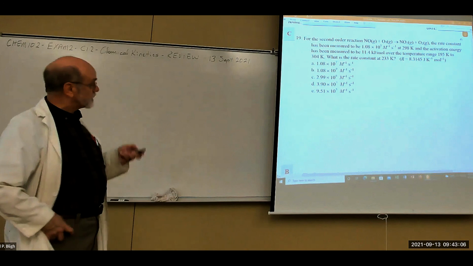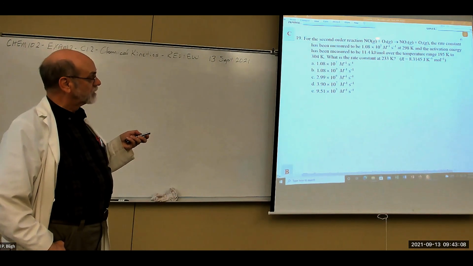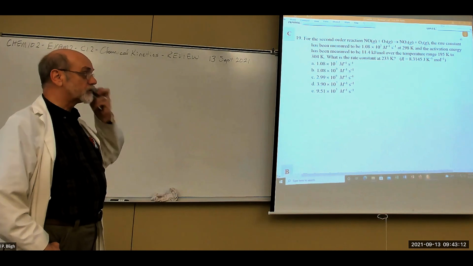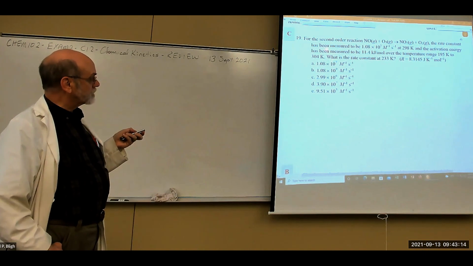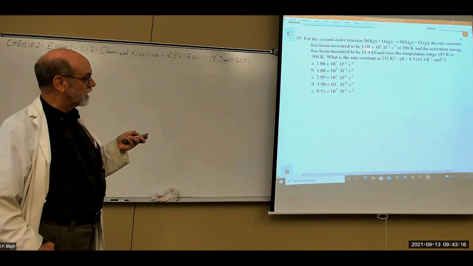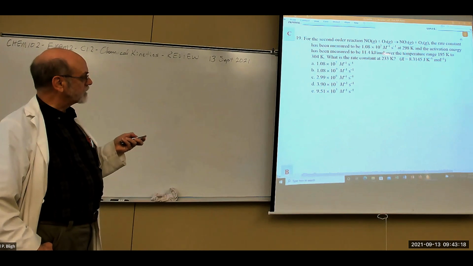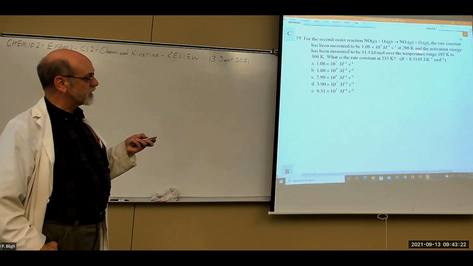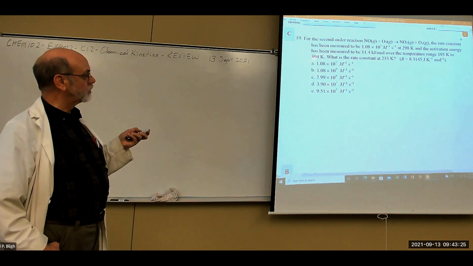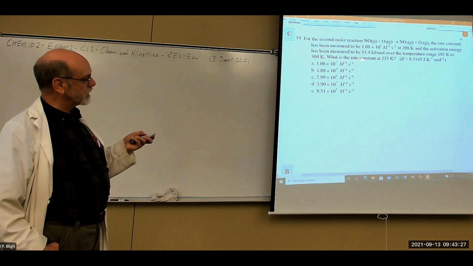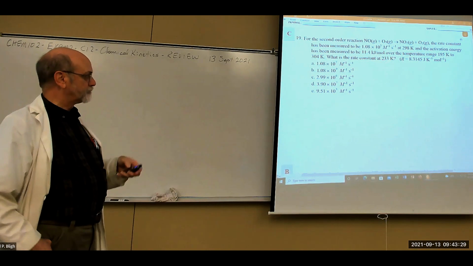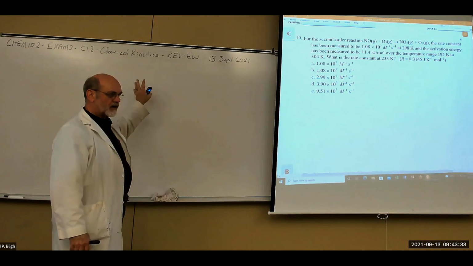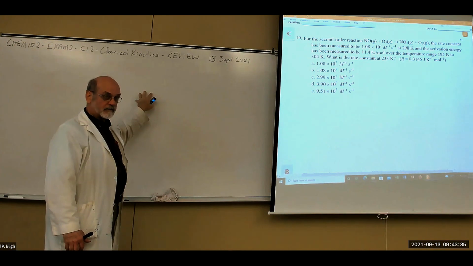Given the second order reaction of NO plus O3, ozone, yields NO2 plus O2, the rate constant is measured here at 298, and the activation energy is measured at 11.4 kilojoules per mole over the temperature range 195 to 304. Okay, what's the rate constant at 233? All right, this is an application of the Arrhenius equation.